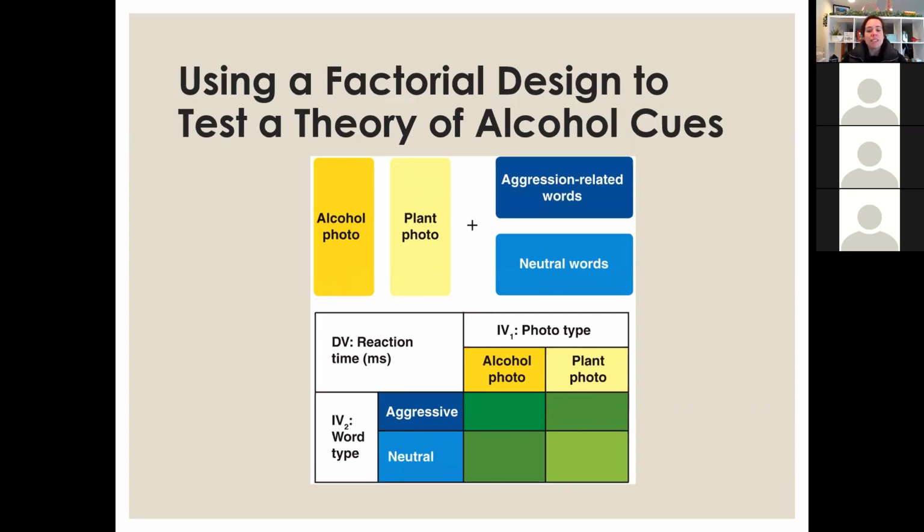It was hypothesized that participants would respond more quickly to identify aggression-related words if they were cued with alcohol. Okay, so it's testing two specific independent variables: the photo type, alcohol photo or plant photo, and word type, aggression-related word or neutral word. So we could see that right here. This is one independent variable. This is the other, as laid out right here.